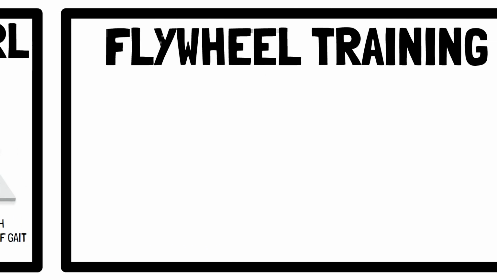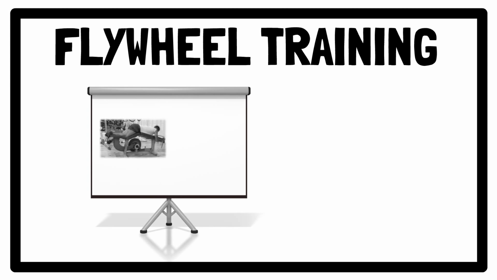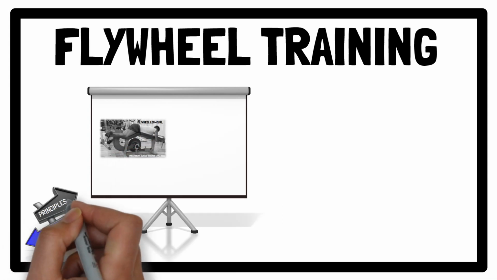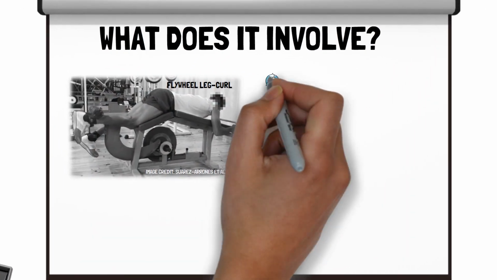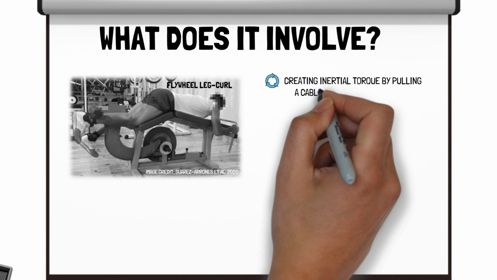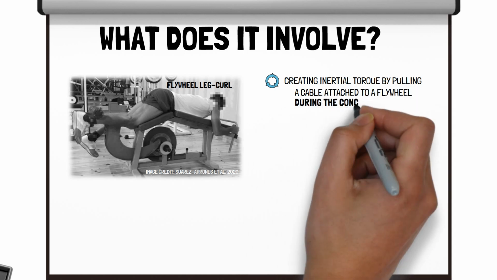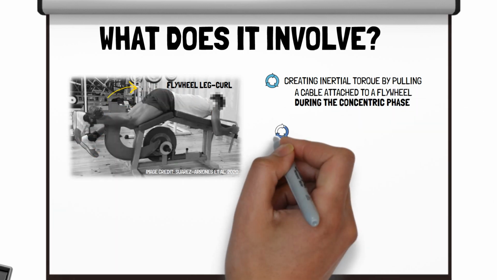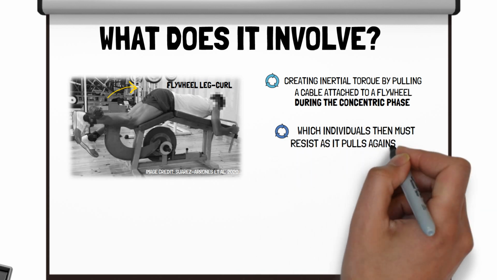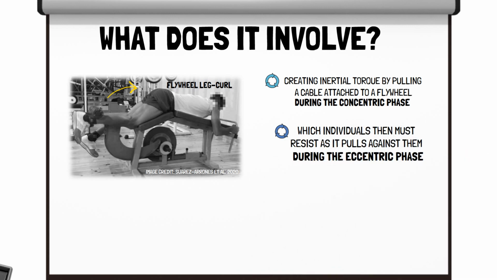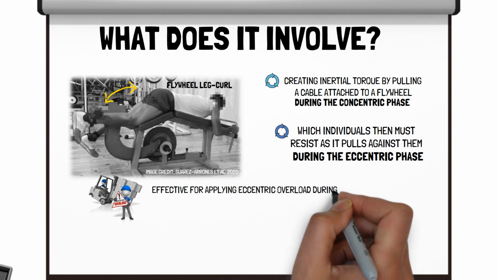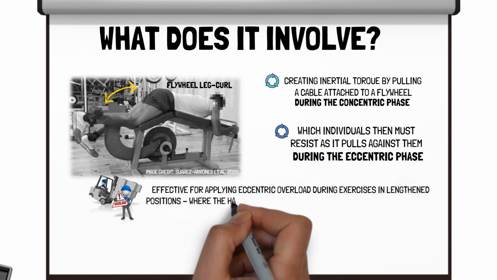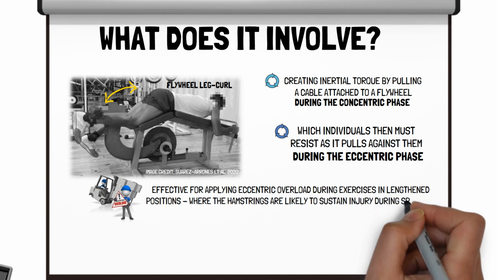In contrast to the Nordic hamstring curl, flywheel training is more consistent with principles of transfer. Flywheel training involves an athlete creating inertial torque by pulling a cable attached to a flywheel during the concentric phase of the exercise, which individuals then must resist as it pulls against them during the eccentric portion of the movement. Flywheel devices are also effective for applying eccentric overload during exercises in lengthened positions, where the hamstrings are likely to sustain an injury during sprinting.